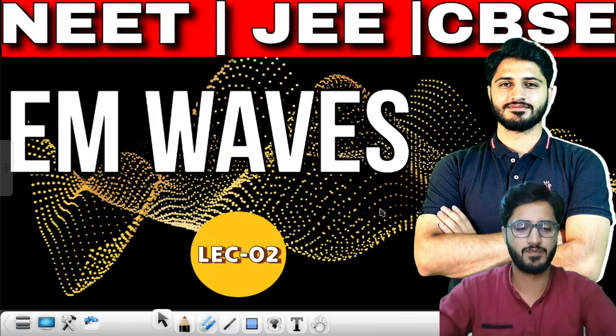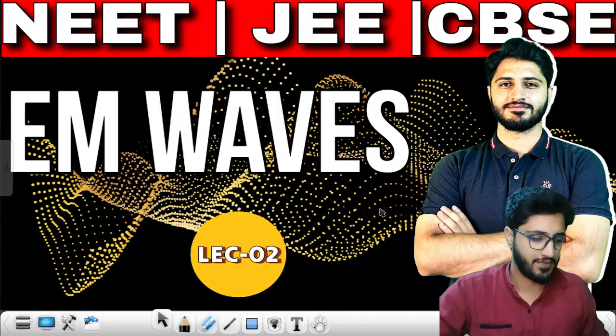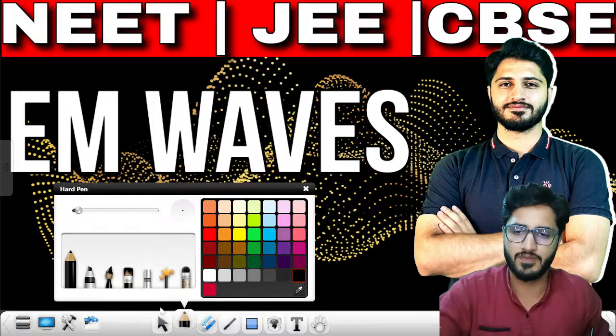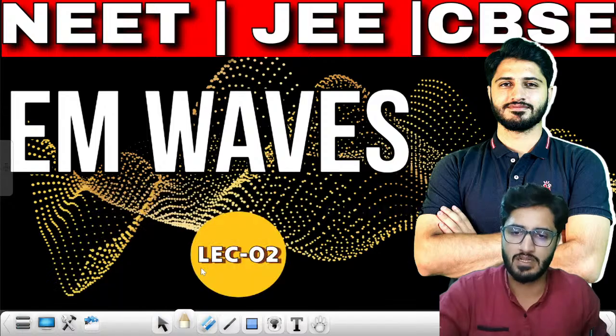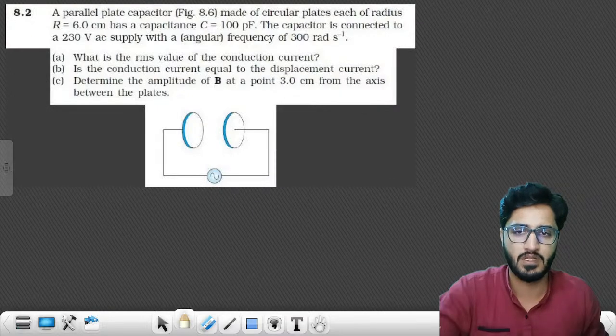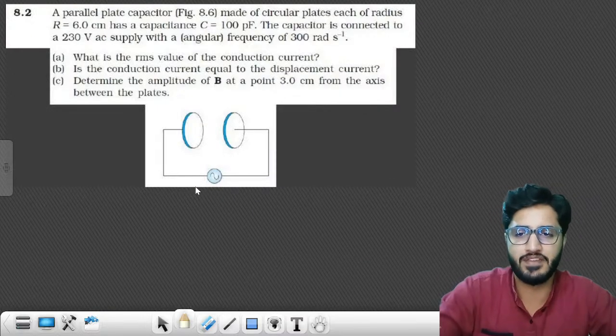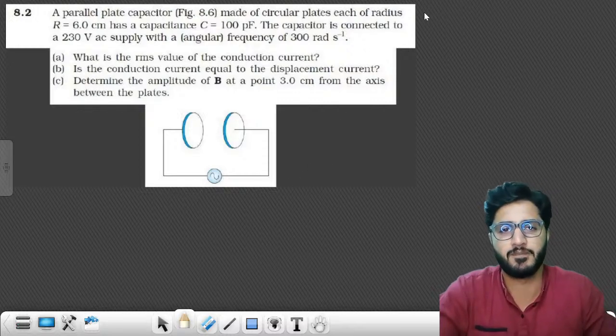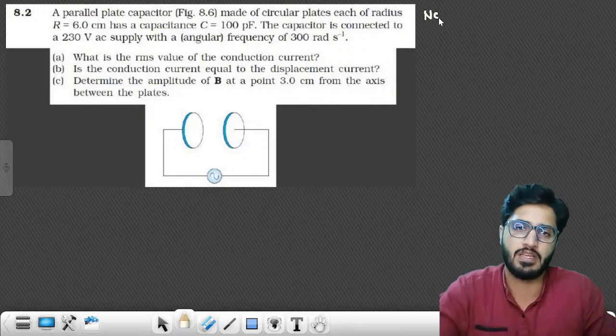So let us start. As you can see, we will be discussing lecture number two of EM waves. First of all, we will be discussing this numerical from NCERT. This one is from my NCERT.